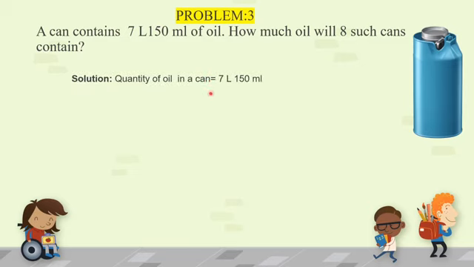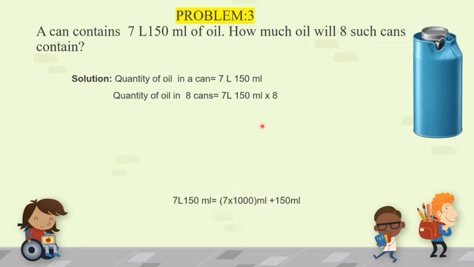Quantity of oil in a can. A can means one can: 7 liters, 150 milliliter. Quantity of oil in 8 cans. To find 8 cans, what do we have to do? 7 liter 150 milliliter into 8. From 1 to many: the quantity for 1 can is mentioned and we are finding for many cans. So what are we going to do? We are going to multiply. So we will multiply 8 by 7 liter 150 milliliter.